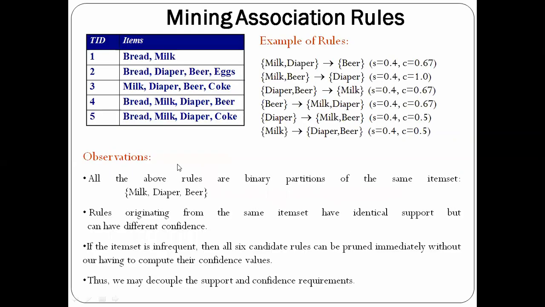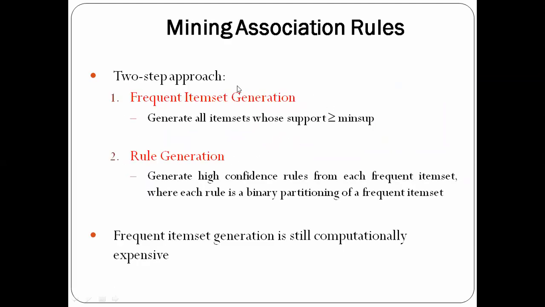So here what we have done is we have divided this problem of generating the association rules into two steps. In the first step, we will be finding all the frequent item sets here. That is frequent item set generation. See, frequent item sets are nothing but those item sets that satisfy the minimum support. That is, the support of this item set will be greater than or equal to minimum support. That is called a frequent item set.